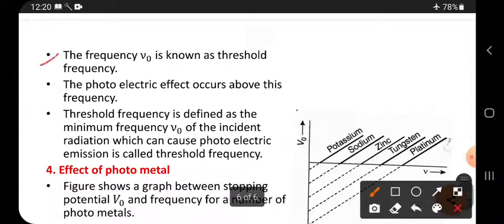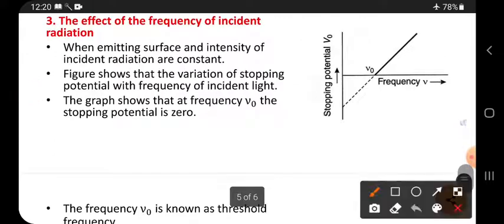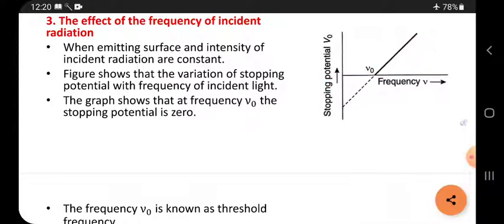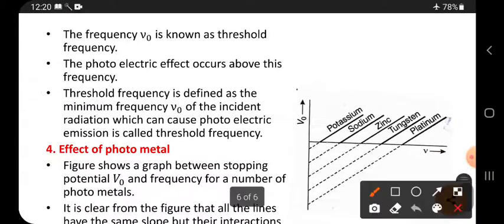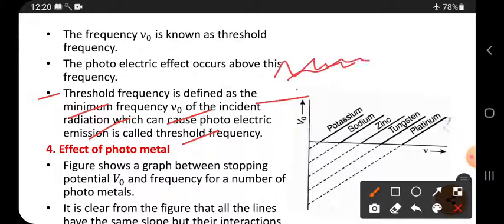The frequency nu naught is known as the threshold frequency. The photoelectric effect occurs above this frequency. If you increase the frequency to more than this, then the photoelectric effect will occur; otherwise, below this frequency it cannot occur. Threshold frequency is defined as the minimum frequency nu naught of the incident radiation which can cause photoelectric emission. If you slowly increase the frequency, at a particular frequency electrons come outside from the photometal.